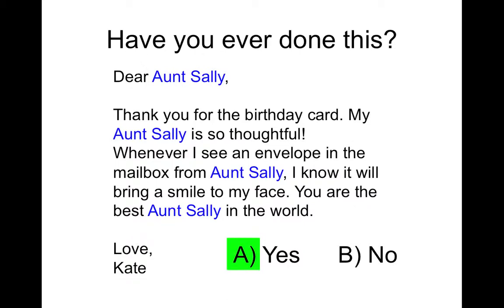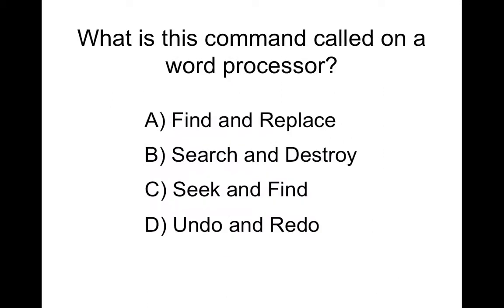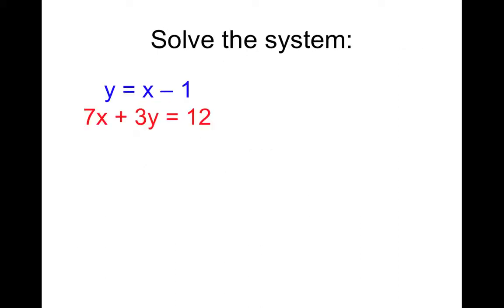Normally, thank you notes are handwritten, but if you're using a word processor, there's a way to find every occurrence of a specific word and substitute in a different word or phrase. Do you know what this is called on a word processor? It's normally called a find and replace. You find every existence of a word or a phrase and you replace it with something else. In our example, we replaced all the occurrences of Uncle Lester with Aunt Sally.